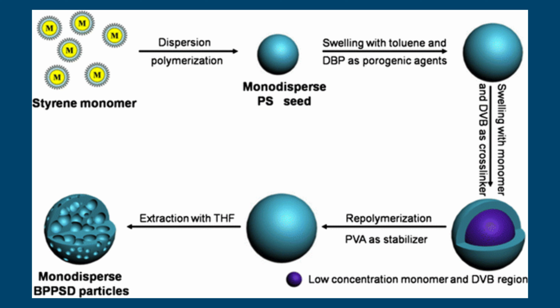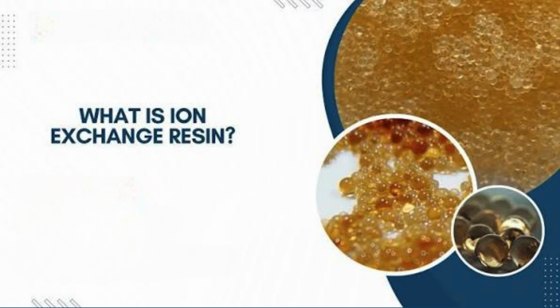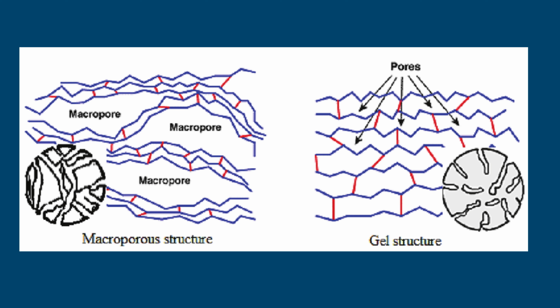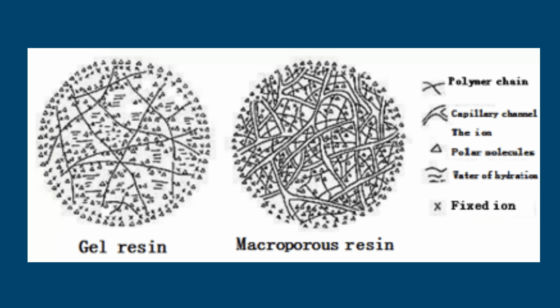A conventional PSDVB resin often has a cross-linkage of roughly 8% DVB, although commercial materials span a much wider range depending on their intended application. Two broad morphological classes are important. Gel-type resins contain a relatively homogeneous polymer network. Their pores are largely generated or enlarged through swelling and functionalization. Macroporous resins are manufactured with a permanent pore structure and therefore provide greater accessible surface area, improved mass transfer, and greater resistance to certain chemical and physical stresses.